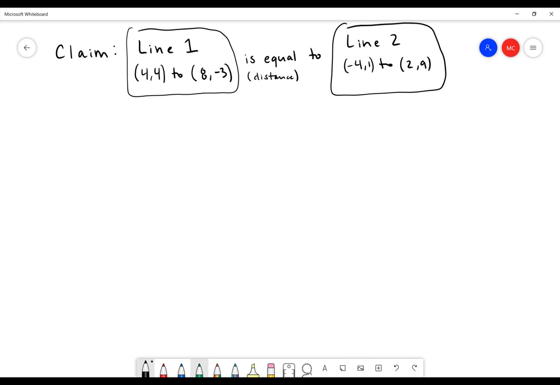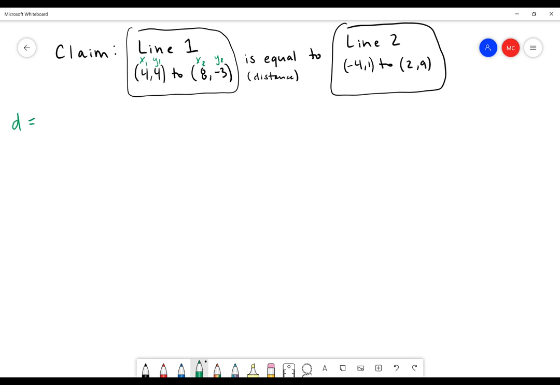This claim says that line 1, which goes from (4, 4) to (8, negative 3), is equal, in distance, to line 2, which goes from (negative 4, 1) to (2, 9). So the first thing I'm going to do is find the distance of line 1, and I'll let 4 be x1, and I'll let 4 be y1, and then I'll let 8 be x2, and negative 3 be y2.